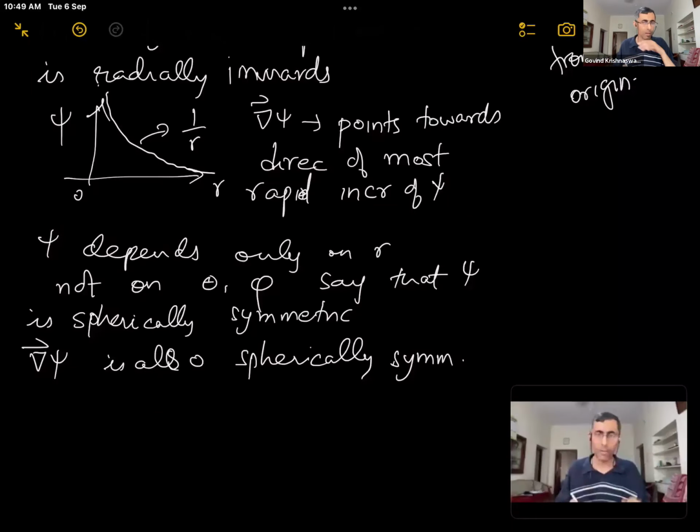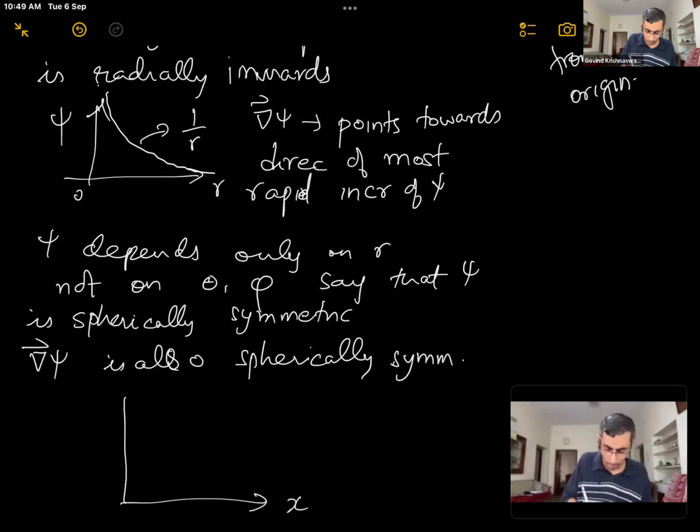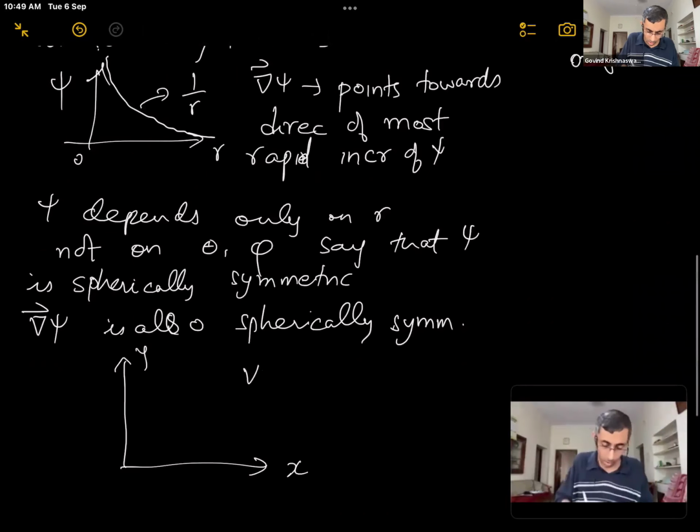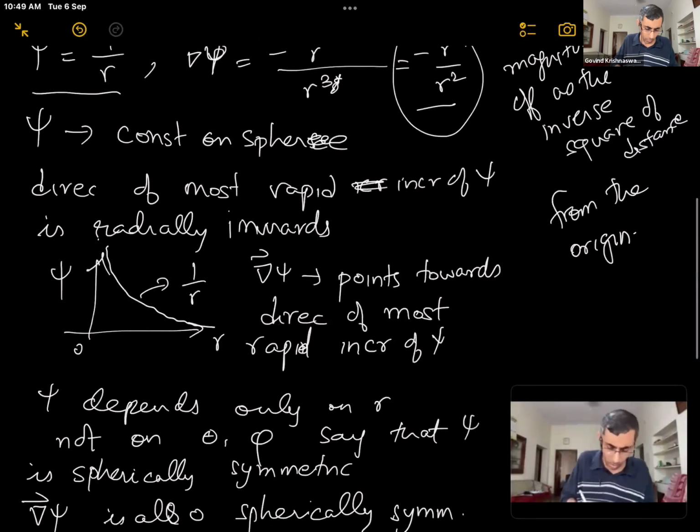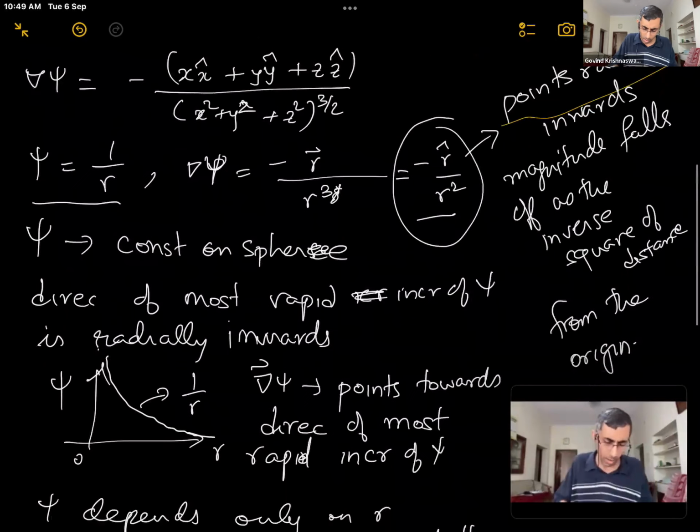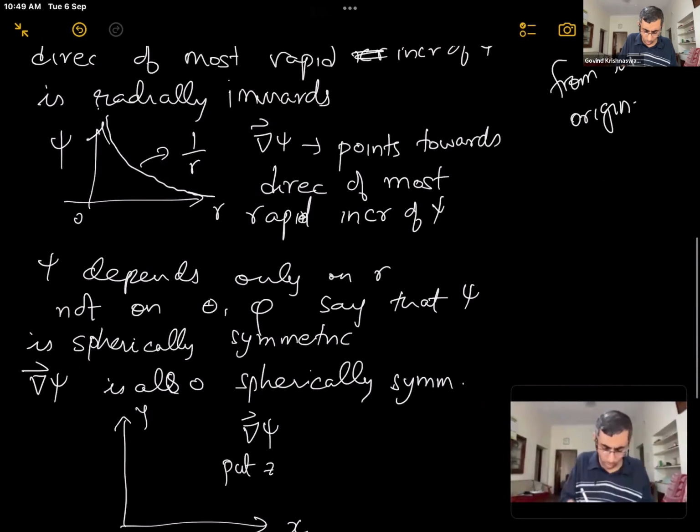And therefore, if we want to visualize it, of course, you can visualize it in 3 dimensions. If my head is the origin, then the field basically points towards my head from all directions. But to plot it on paper, maybe it's helpful to choose some plane. So if we choose, say, the XY plane, then let us see what gradient of psi was. Grad psi from my formula in the XY plane, we put z equal to 0.